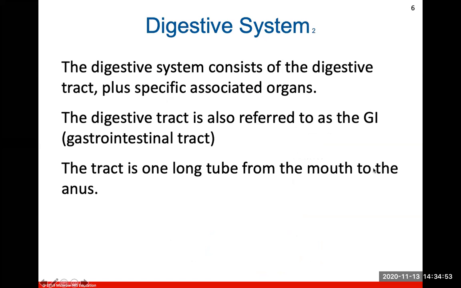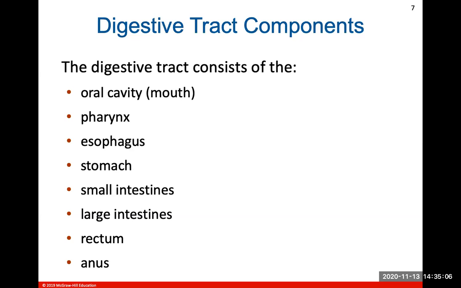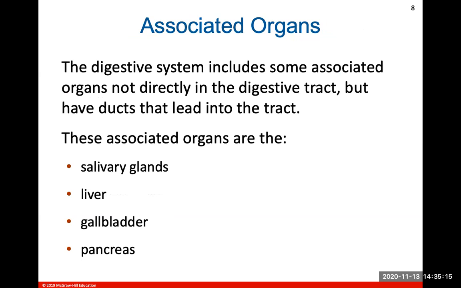So the digestive system consists of the digestive tract plus specific associated organs. It's also referred to as the GI tract, and the tract is one long tube from the mouth to the anus. So the tract consists of your oral cavity, your pharynx, your esophagus, your stomach, your small and large intestines, the rectum, and then the anus.